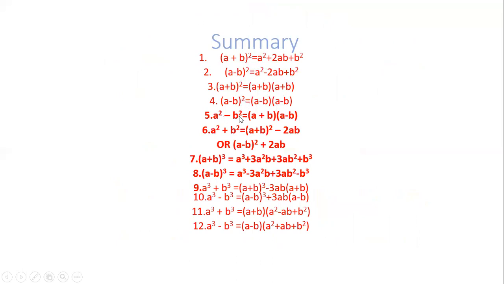a square minus b square is equal to (a plus b)(a minus b). a square plus b square is equal to (a plus b) whole square minus 2ab, or (a minus b) whole square plus 2ab. So here a square plus b square has two formulas, and you need to be very careful. If the value of a plus b is given, use this formula. If the value of a minus b is given, then you have to use this formula.